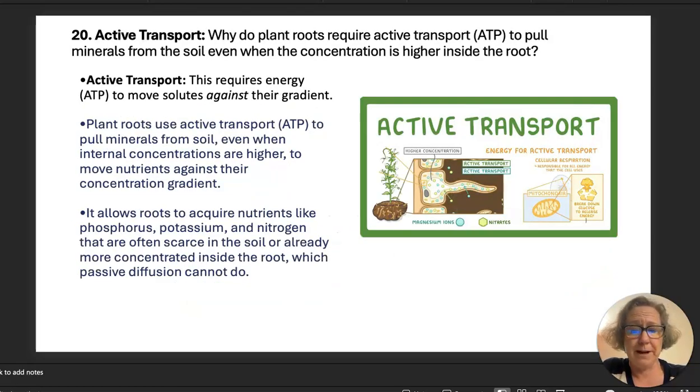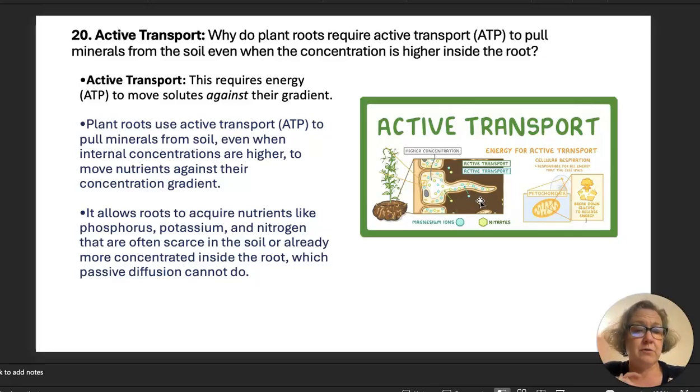Active transport. We're back to transports again. Okay, I only have 7 more, so we're just going to push through and make this one a little bit longer. Why do plants' roots require active transport to pull minerals from the soil, even when the concentration is higher inside the root? There is ATP here because you need to get as much from the soil as you can, because those are your nutrients and you don't know when they're always going to be there.